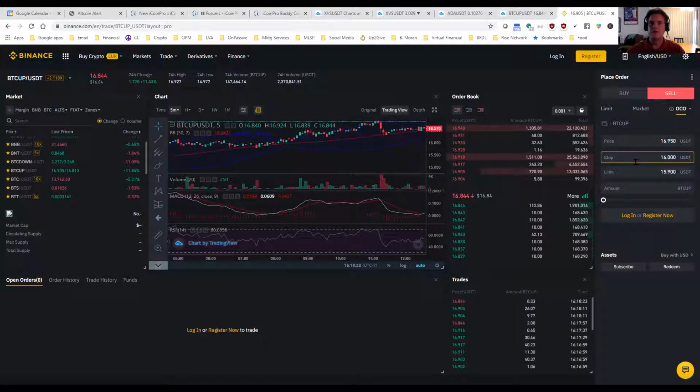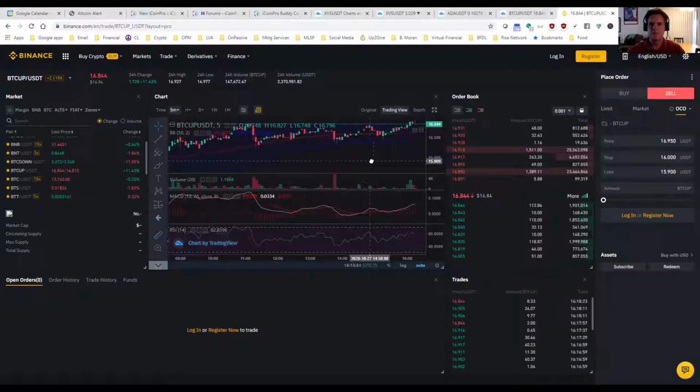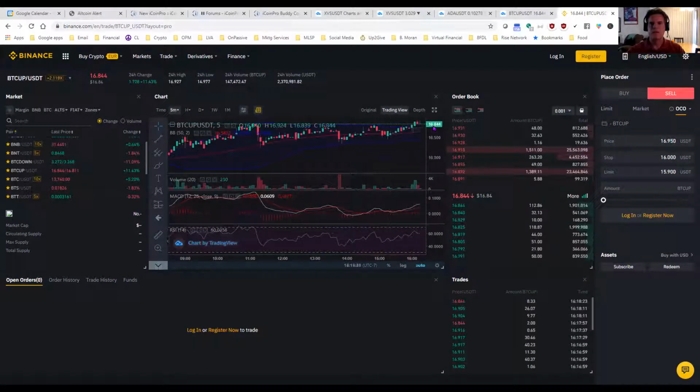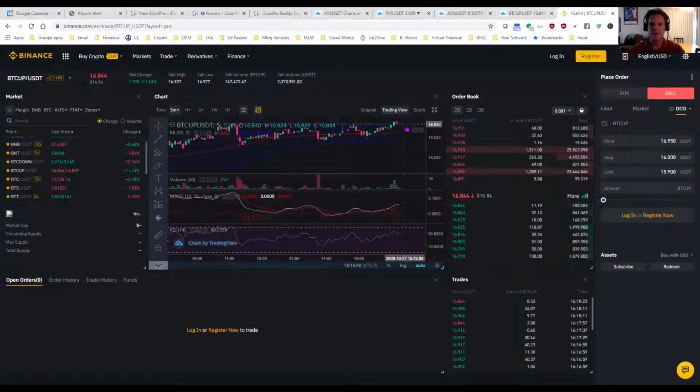You can also use it as a stop loss. I'll go ahead and do an example real quick. Let's say this is current. Right now, this coin's at 16.844. Let's say I feel this is a good entry point, but I want to make sure I don't lose more than 5.75%.